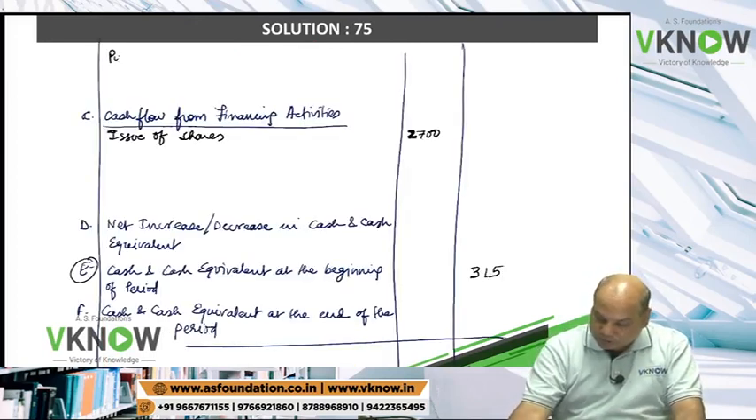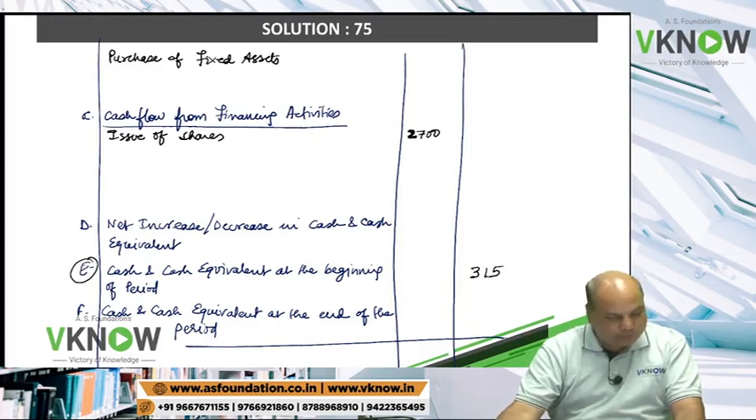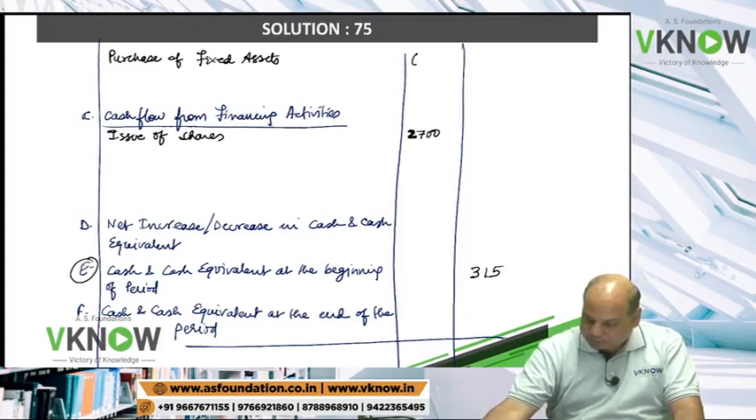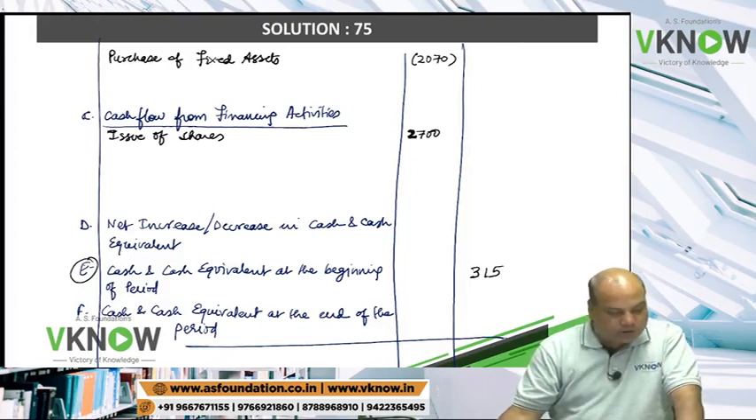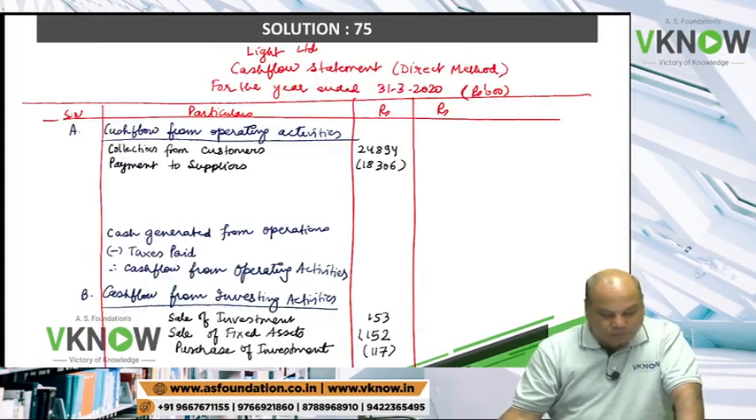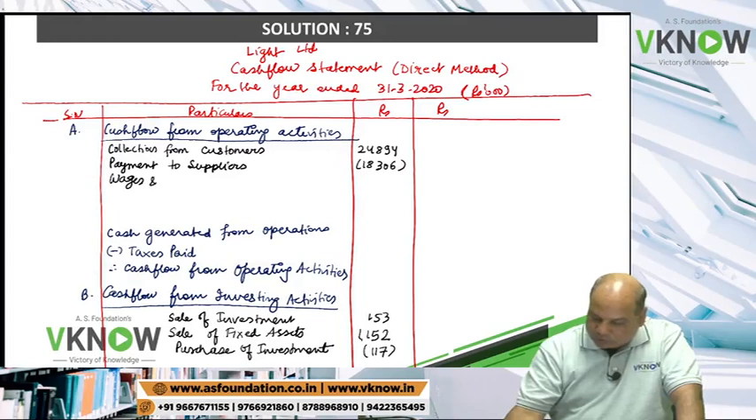Then purchase of fixed asset, again investing activity. In investing activity, purchase of fixed assets in bracket 2070. Then wages and salary, operating activity, 621 outflow.